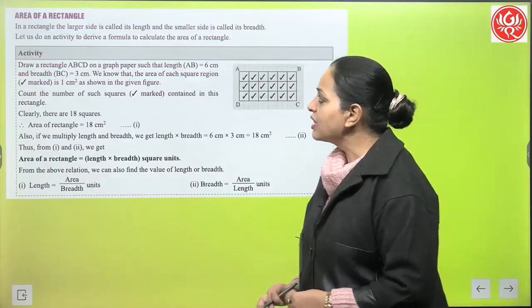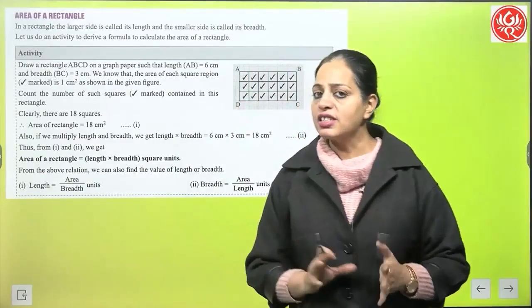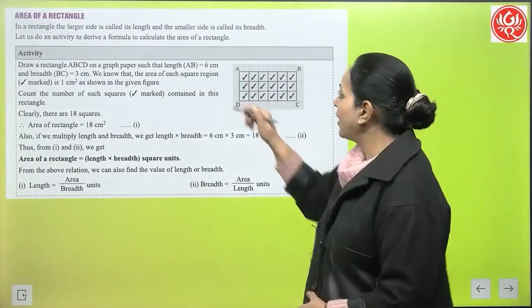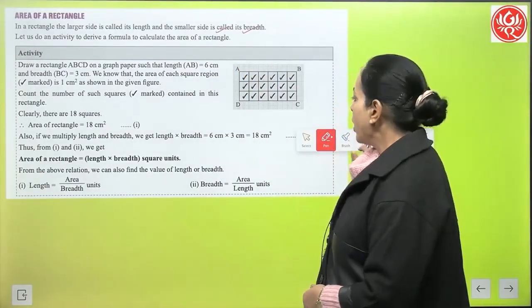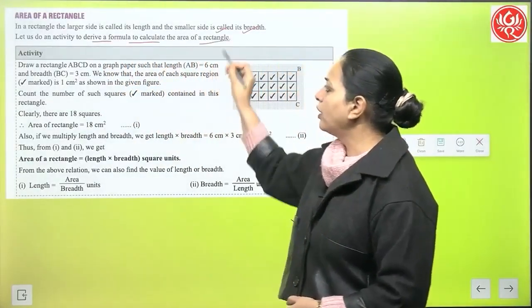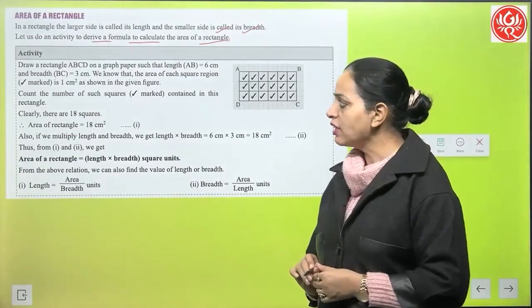Now the next is area of a rectangle. In a rectangle, the larger side is called its length and the smaller side is called its breadth. You know very well. Now let us do an activity to derive a formula to calculate the area of a rectangle. Now we do an activity.